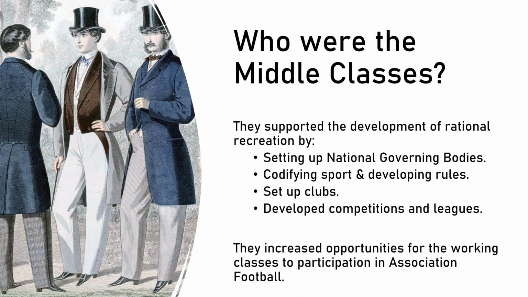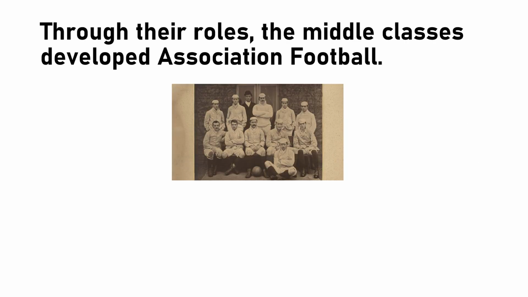All of these increased opportunities for the working classes to take part in association football. What roles they played in the development of association football. So we're going to go through each kind of job, I suppose, that they had and what role they had in developing it. The image that you can see on your screen there is the Cambridge University football team in 1894. They just played Oxford and they'd won 3-1.